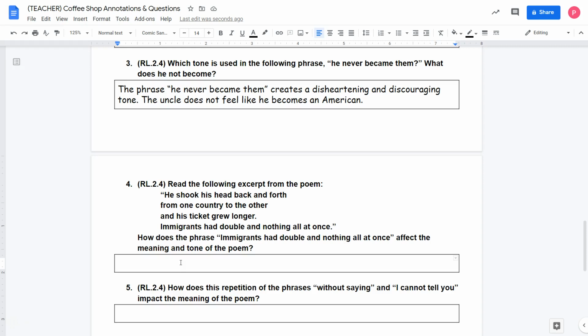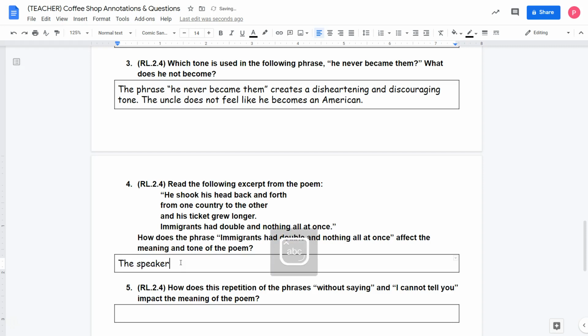So if you remember, Miss G explained to you that when it says immigrants had double and nothing all at once, it means that immigrants have two homes. They have the home where they were born and the home where they live. They have the job in their home country and the job they have now. They have two languages, their home language and English. They have double of everything, but at the same time they have nothing, because you might not be able to go back to where you're from, and so you're stuck here and you're not happy. You might not be able to speak English well. You might not be doing a job that you want to do, and so I'm going to put this down.